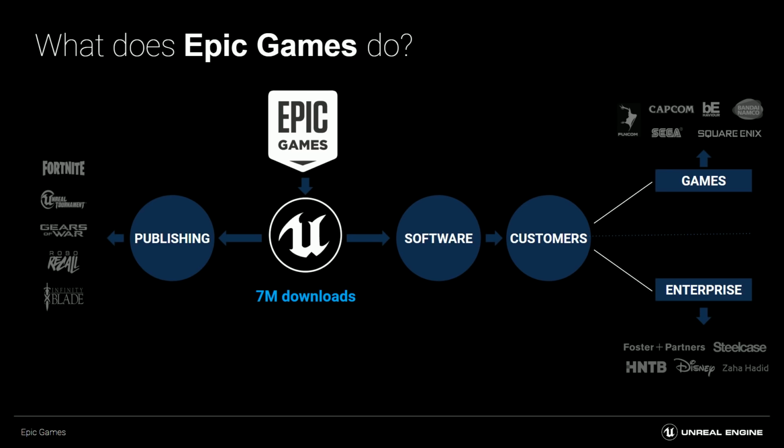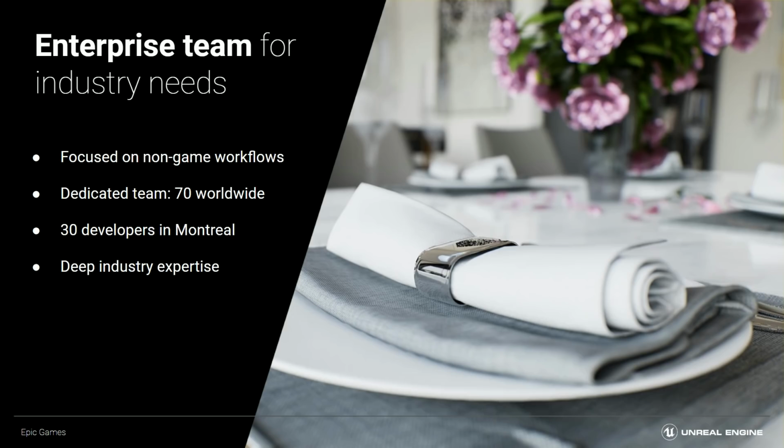Epic Games operates as two major divisions, publishing and software. Through its publishing division, Epic Games is the creator of the world's most popular game, Fortnite, and has a history of other big hits. The software division of Epic Games serves game developers. There have been over 500 titles created by third-party studios, and there are thousands of enterprise, non-gaming customers using the engine every single day. In 2016, we set up an enterprise team to address the specific needs of enterprise customers, and I'm part of that enterprise team.